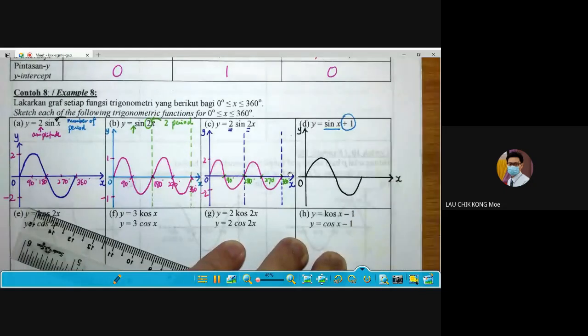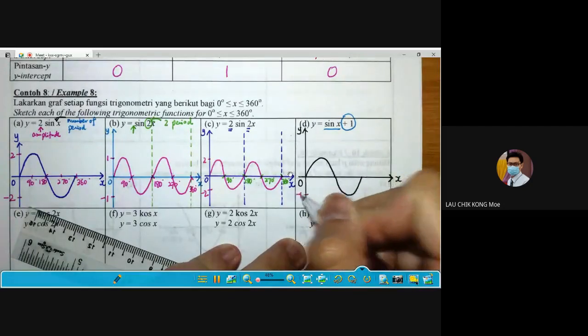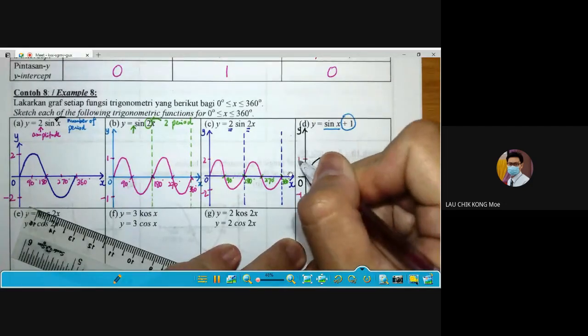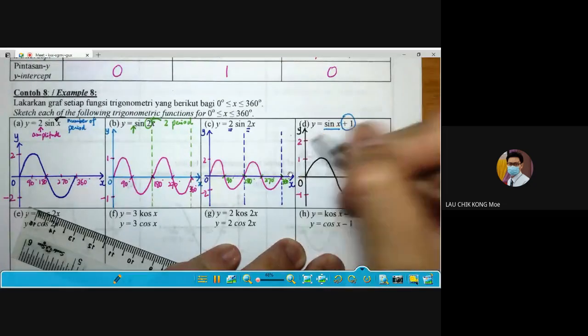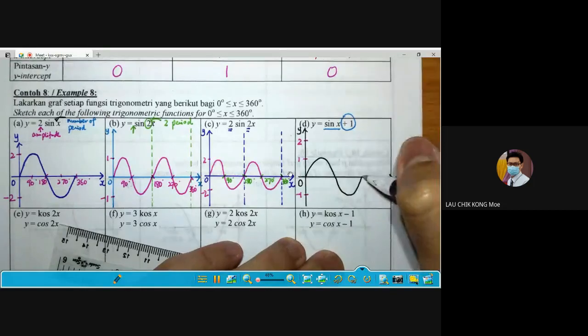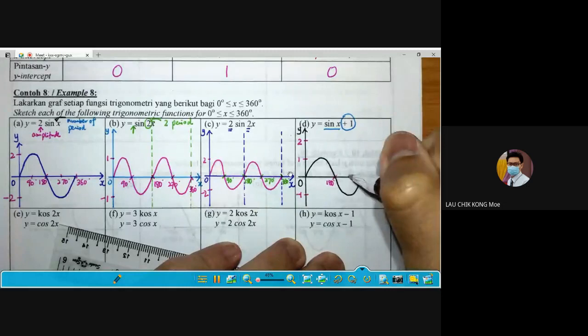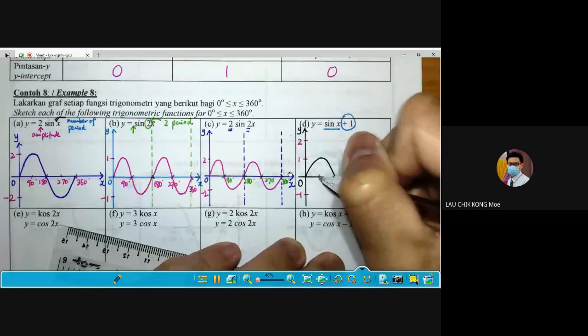Okay, let's say that this is our graph, and this is -1, and this is 1. Next we move 1 unit, so we have 2. 1 becomes 2. And then this is still 360 degree, this is 180 degree, this is 270, and this is 90 degree.